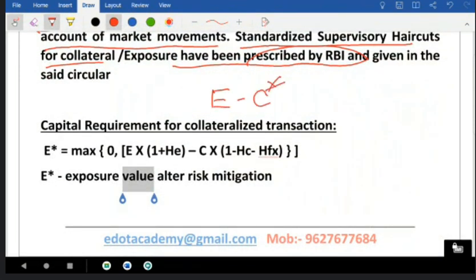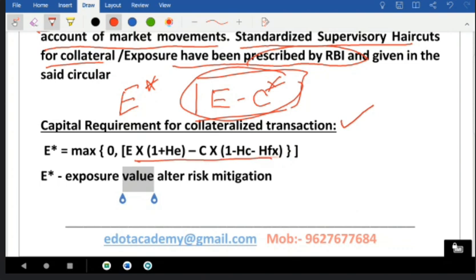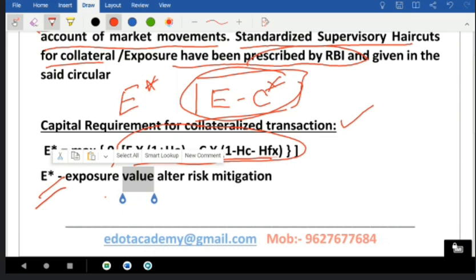Okay, so you remember this formula. E star is nothing but the capital requirement for collateral transaction, that means E minus C star. If you calculate this, you get E minus C star, and you have to take the maximum of this, either 0 or this value. Sometimes the value is negative, so if negative, they will take 0. That means whatever value we get must be positive. So what is E star? Exposure value after risk mitigation. You have to get your actual exposure, that means from E you subtract C star, which is the total haircut. Okay.